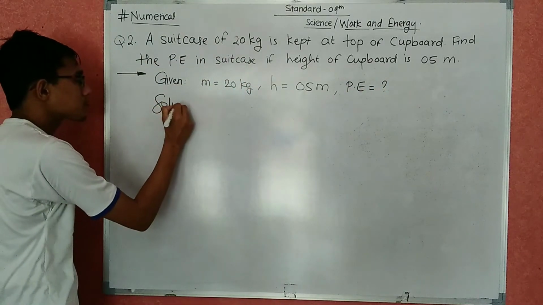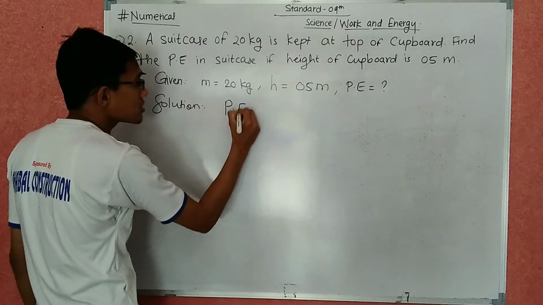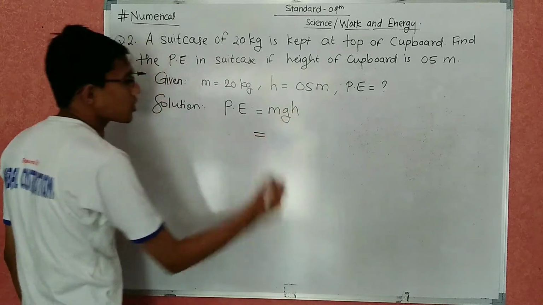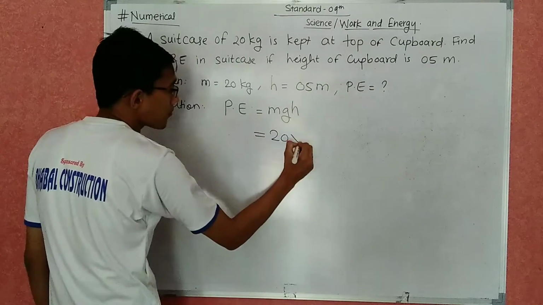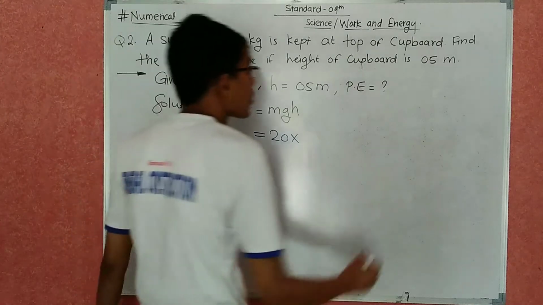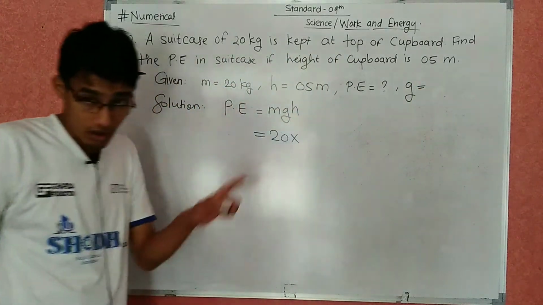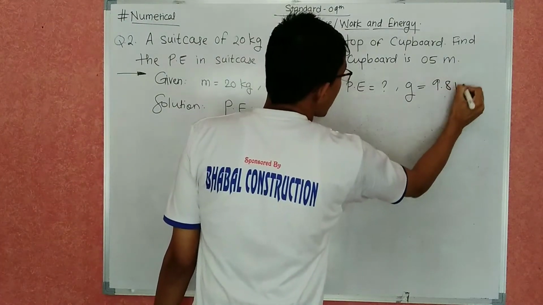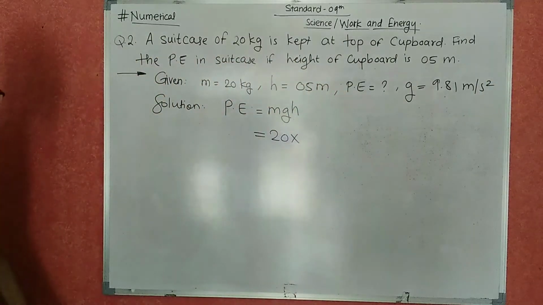Now we know the formula of PE. It is PE is equals to mgh. So the value of m, that is mass, is 20. Now the value of acceleration due to gravity, which is more important, we have to keep this in mind, that value of acceleration due to gravity of Earth is 9.81 meter per second square.